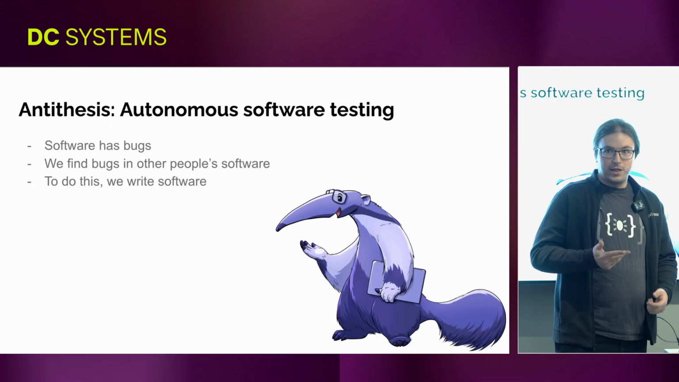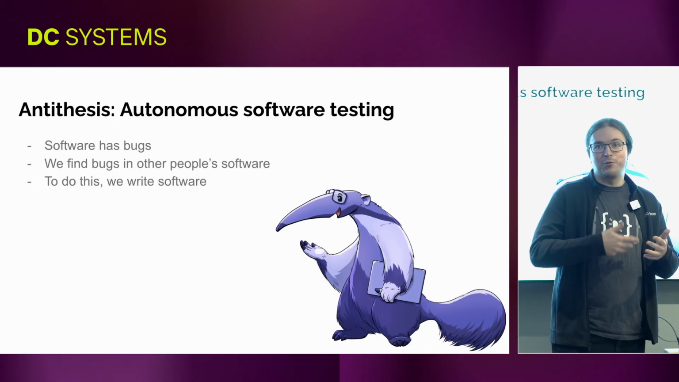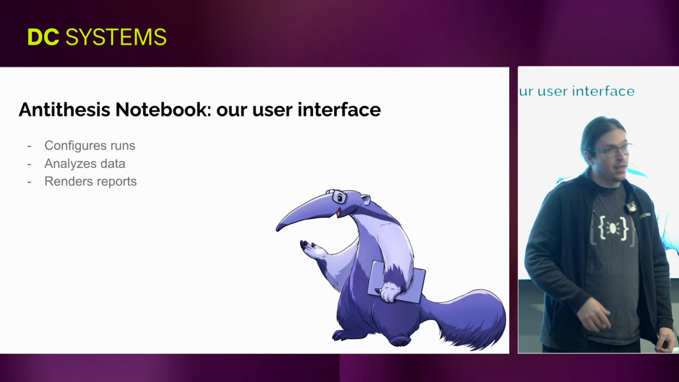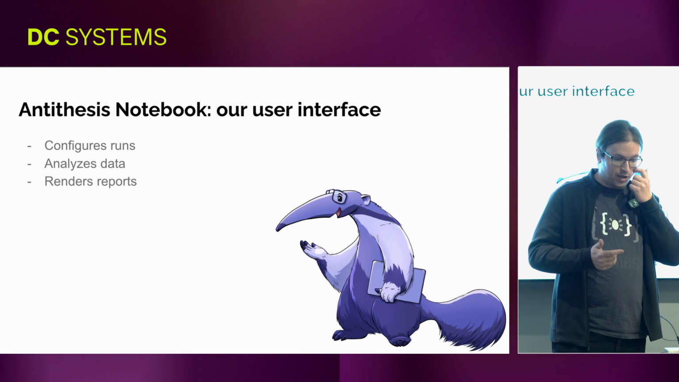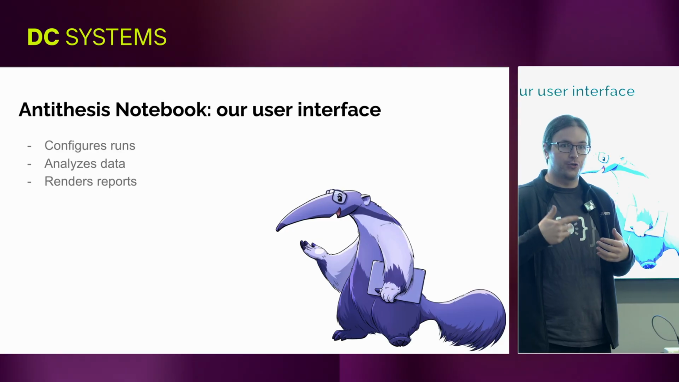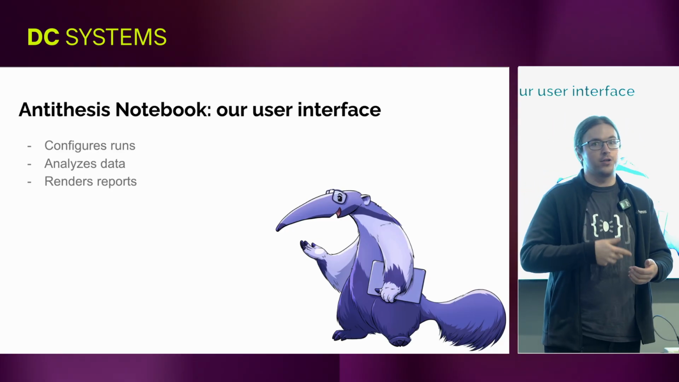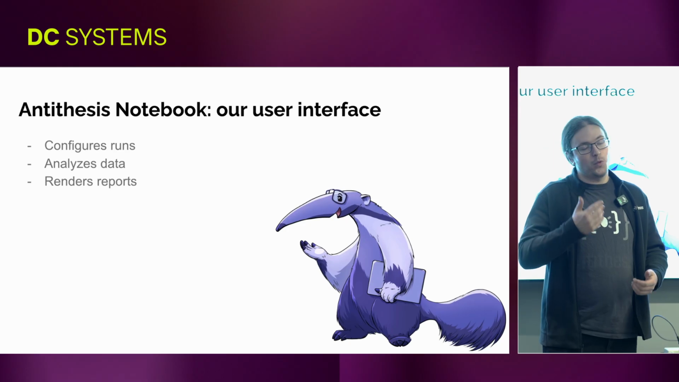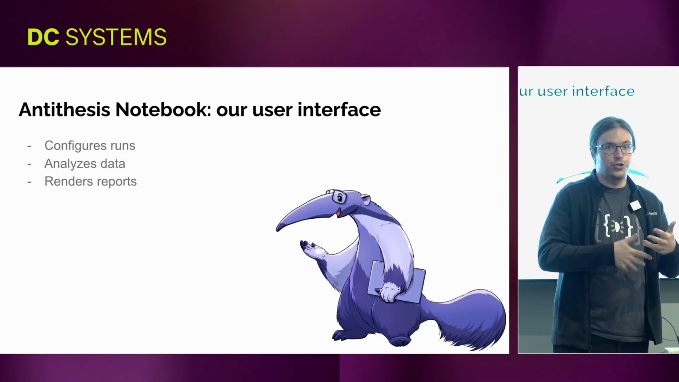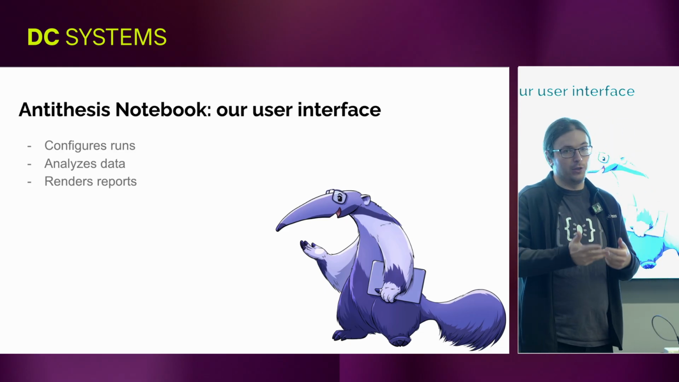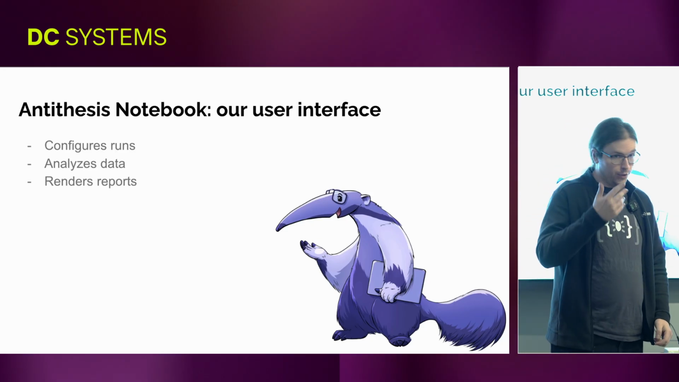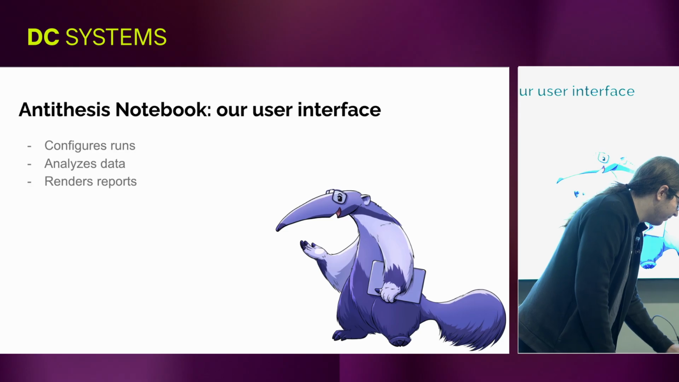Software has bugs. We find bugs in other people's software. In order to do this, we write software, but software has bugs. One of the pieces of software we write is called the Antithesis Notebook, and it's our user interface. It's what we use to configure and set up and launch runs of our autonomous agent and our deterministic simulation environment. It's what we use to analyze the data that comes back from that environment, and it's how we render reports that show to our customers, to people who are testing their software with our system, what happened when we put their software into our environment.